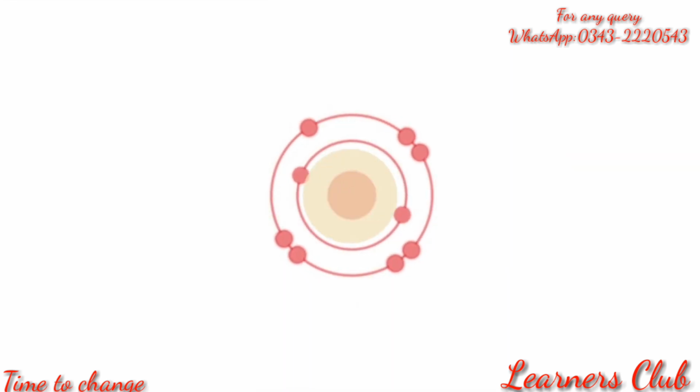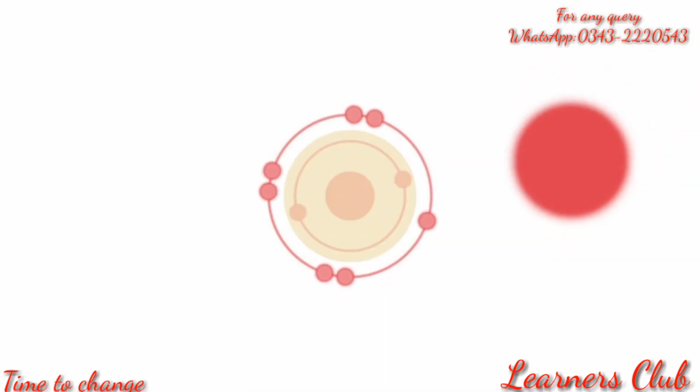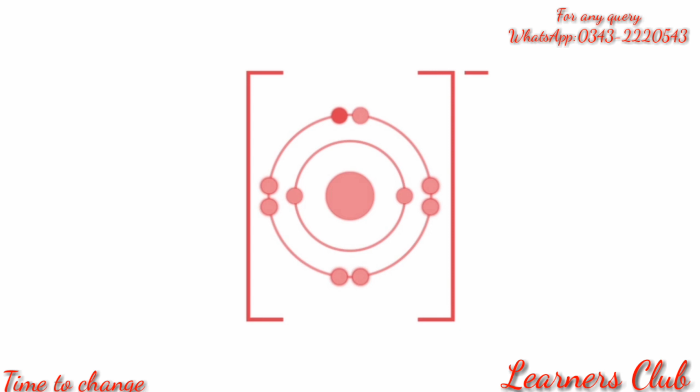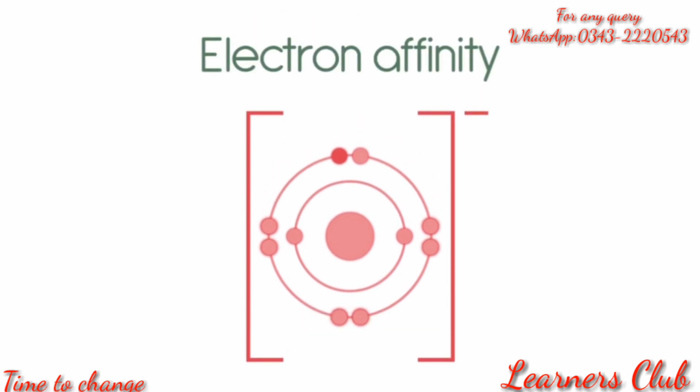The energy released when an electron is added to a neutral species to form a negative ion is known as the electron affinity. This determines the affinity of a species for attracting electrons.